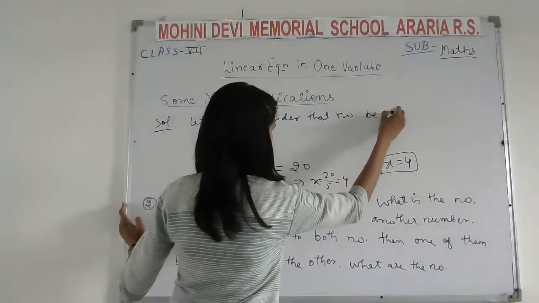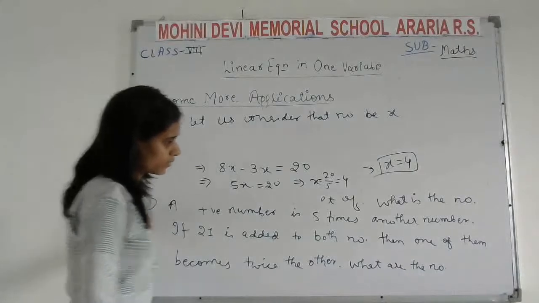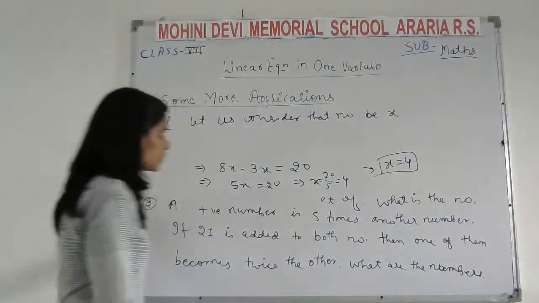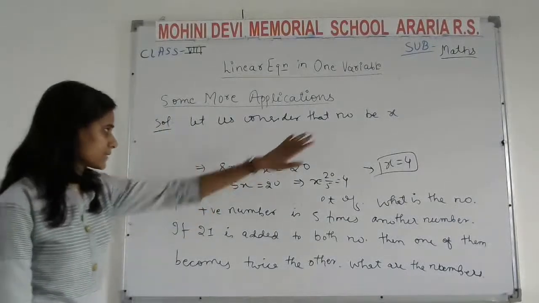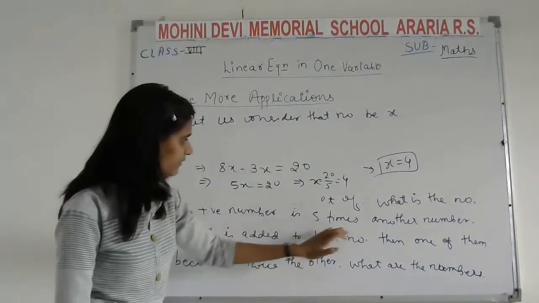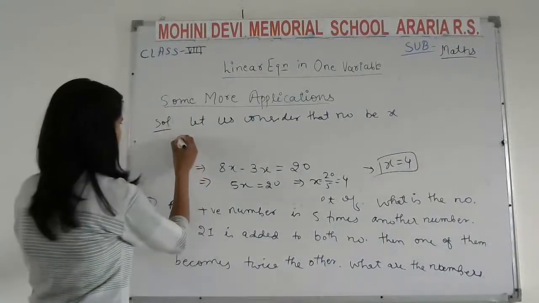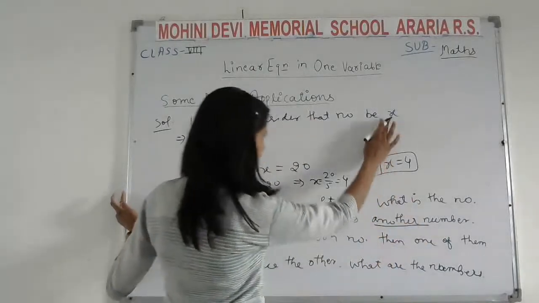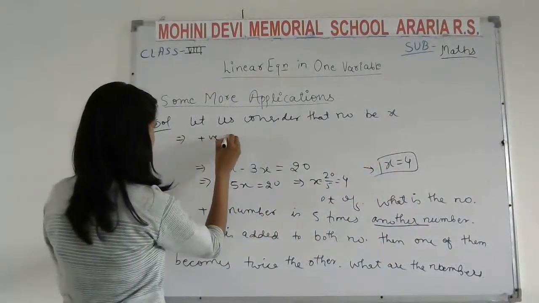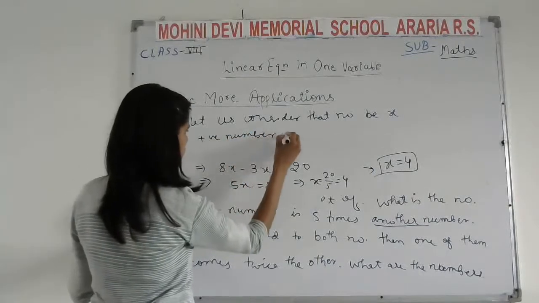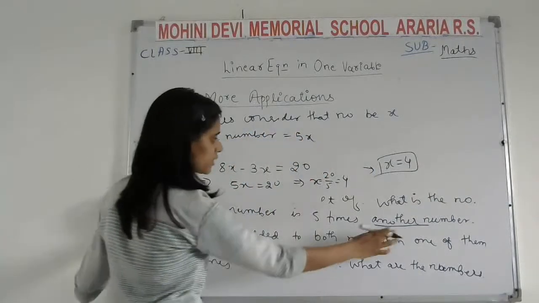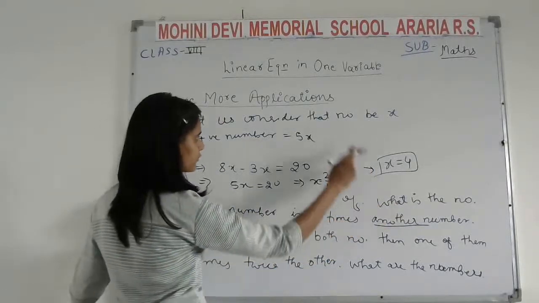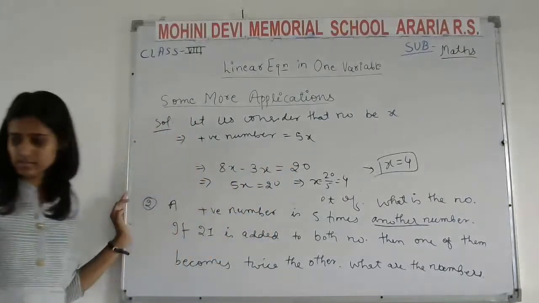that number be x. Here the question says what are the numbers? Means there are two numbers. So we'll consider one number as x. A positive number is 5 times another number. Means the other number is x, and that positive number will be 5 times of x, because we consider one number as x and the question says the other number is 5 times of that number. So we'll consider that positive number as 5x.